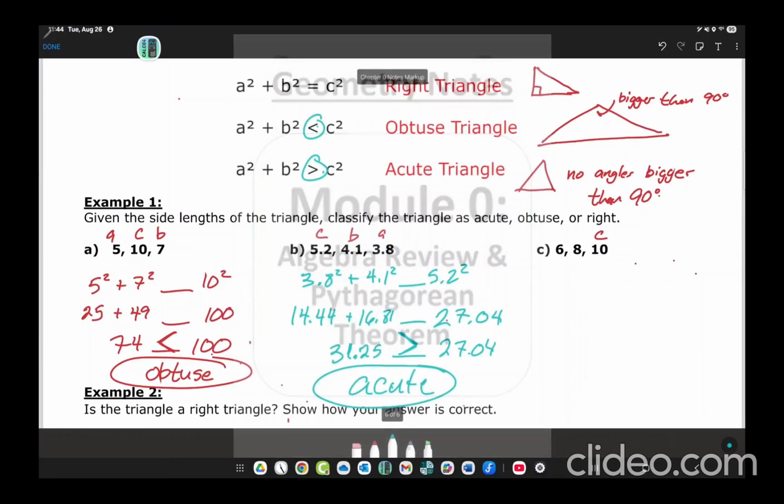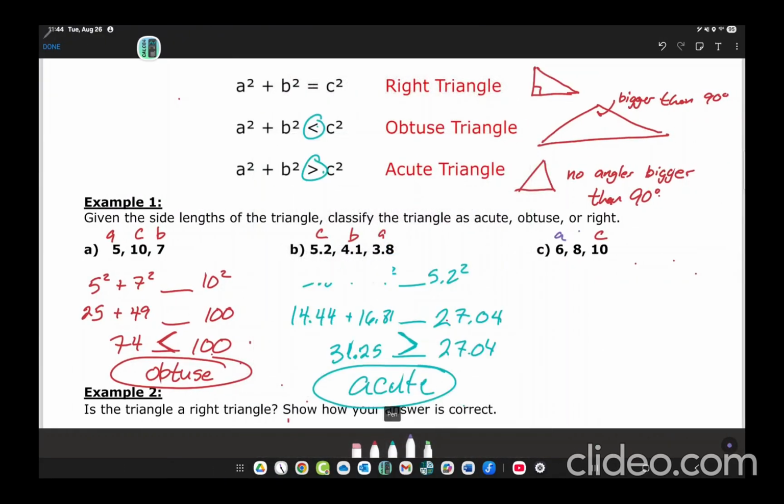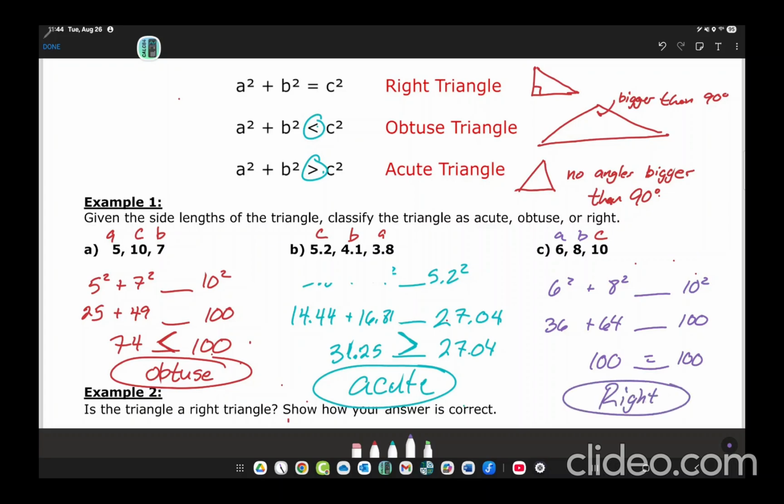Let's look at this. Again, A, B, and C, 6 squared plus 8 squared is blank 10 squared. 36 plus 64, blank, 100. It is equal to 100, making this right. Even though I said not to capitalize anything, don't they all lose. So it is right.